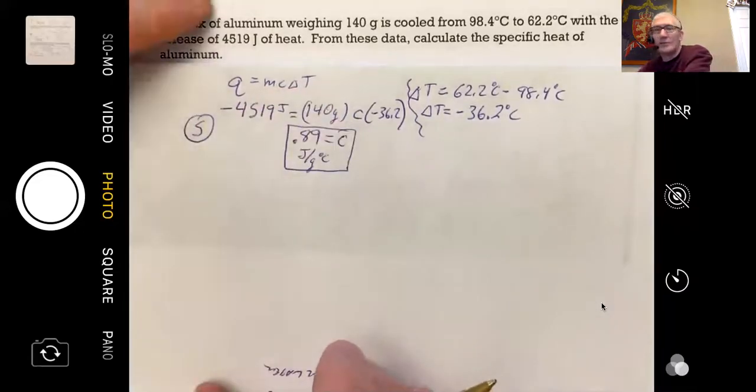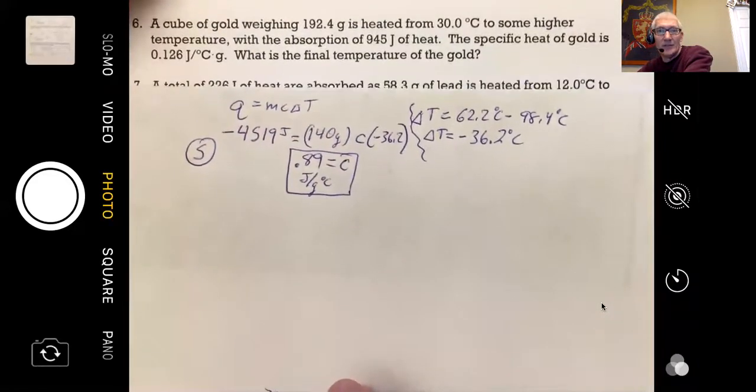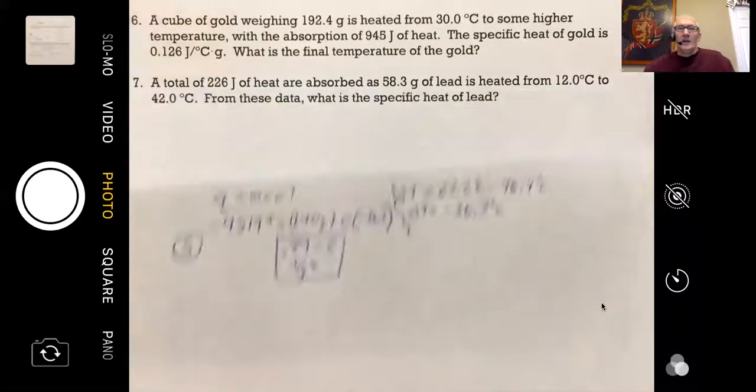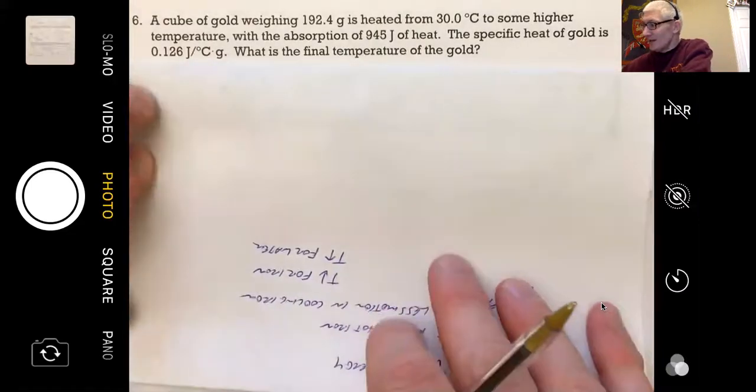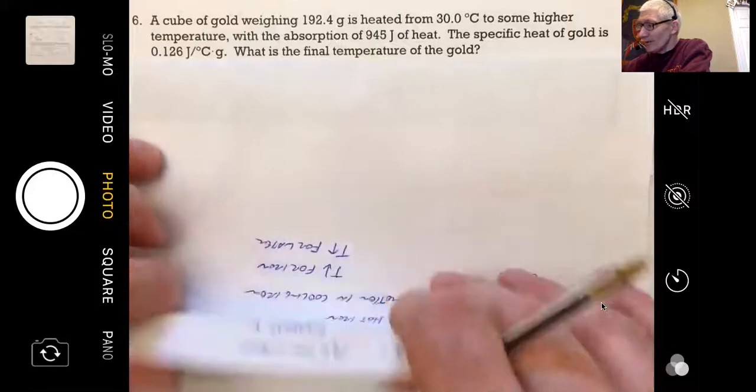All right, moving right along here, doing great. Number 6. Okay, cube of gold, and we know the mass. We know it's going from 30 to some higher temperature. And so the challenge in these problems is really looking at them, deciding what information we have, and then choosing the correct information. I've got too many things on here, I'm trying to save paper, and just trying to keep everything straight.